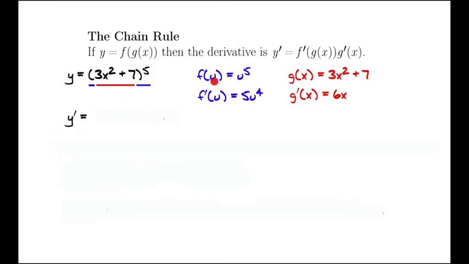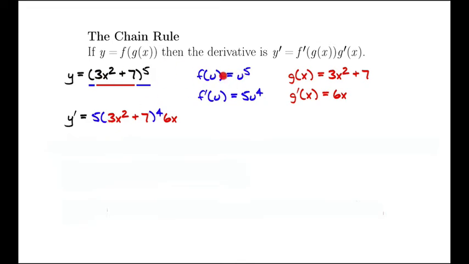Y prime is going to be equal to the derivative of the outside function, that's 5u to the fourth. So that's 5 times something, in this case g of x, to the fourth. So we have this structure of 5 times something to the fourth. That's the derivative of f, that's the derivative of the outside piece. And we need to put into that g of x. So what goes inside here in between the parentheses is 3x squared plus 7. We put a 3x squared plus 7 there, and then we need to multiply on the outside by this g prime of x. So the last piece is to multiply on by the 6x. And that's the derivative using the chain rule.